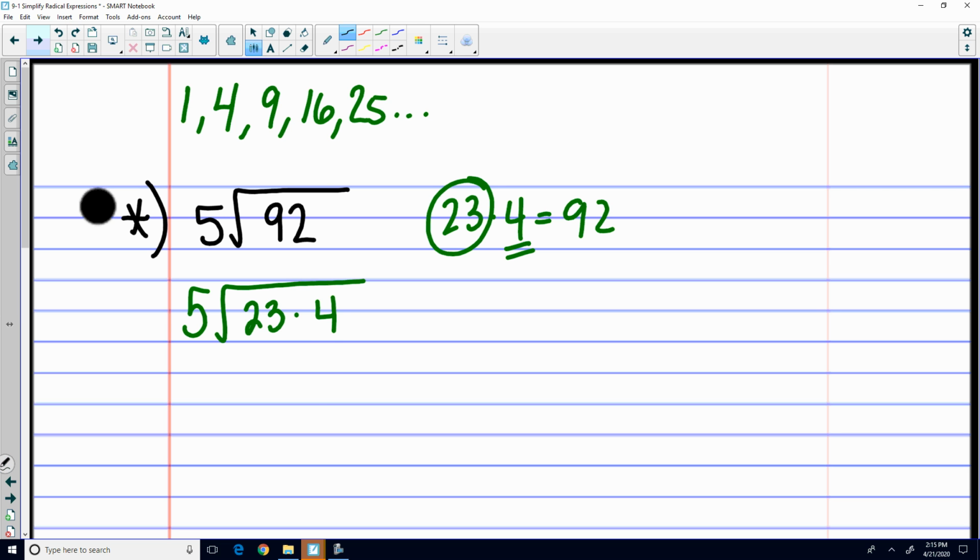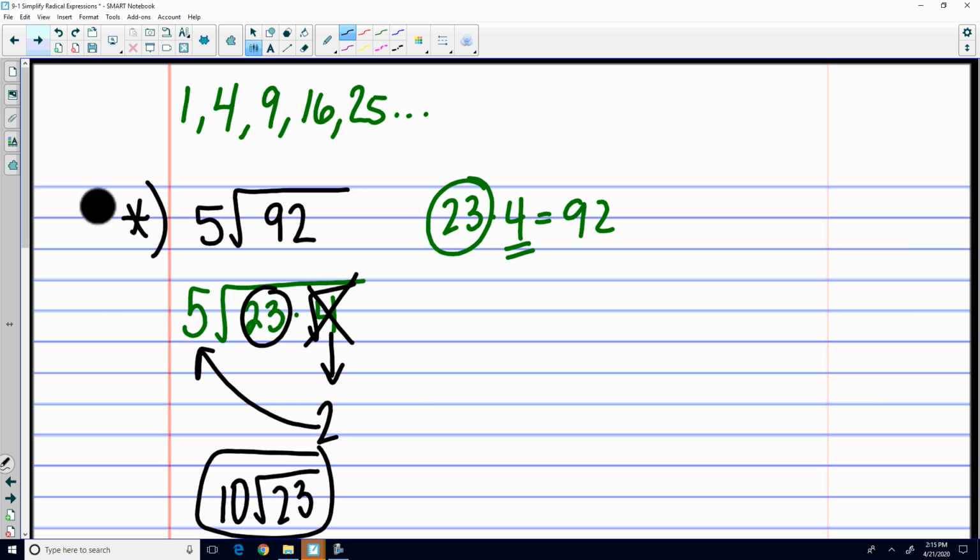I'm going to take the square root of 4 to get it out of there, and that's going to be 2, and that gets rid of it. The 2 comes to the outside, and I multiply those together. So my final answer is 10 times the square root of what I have left, which is 23. I've got no more perfect squares under my radical expression, and I have now finished this problem. It is in simplest radical form.